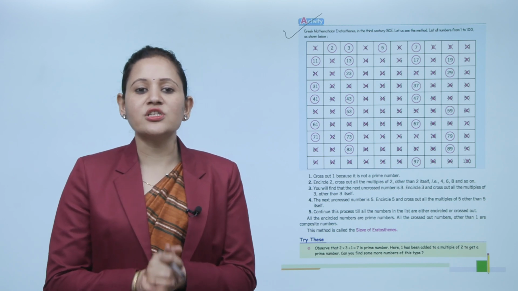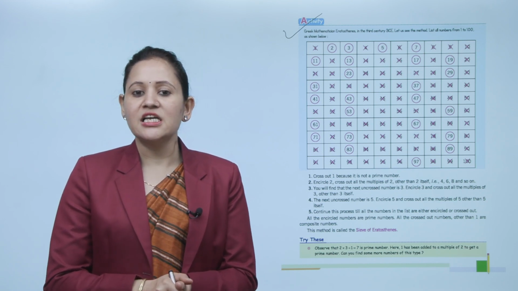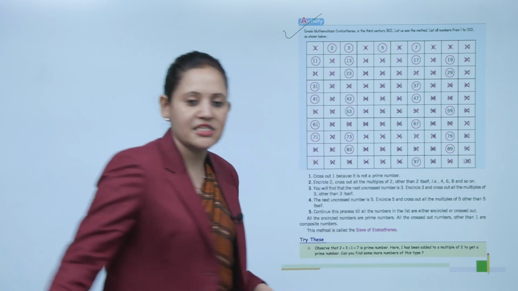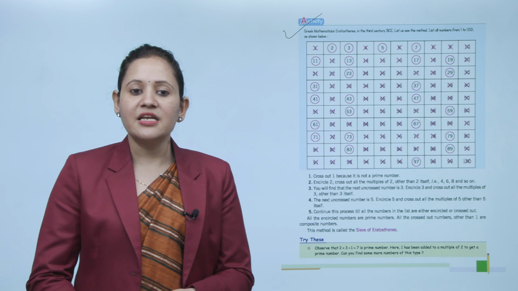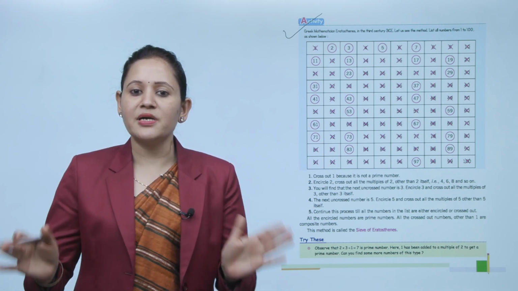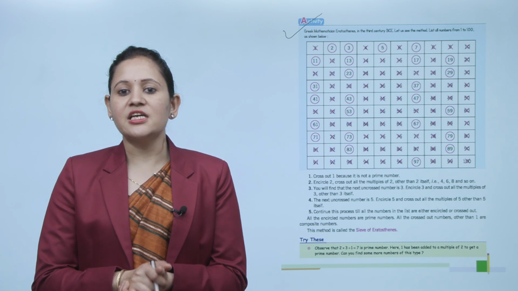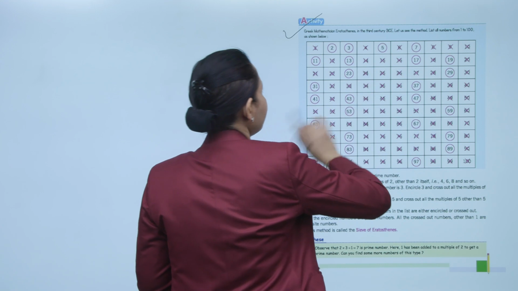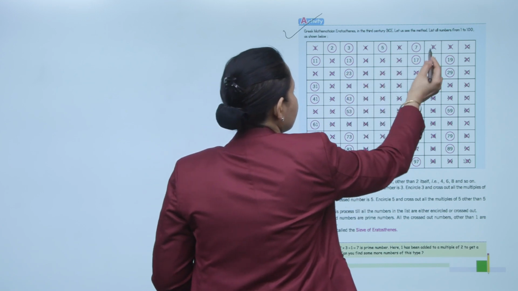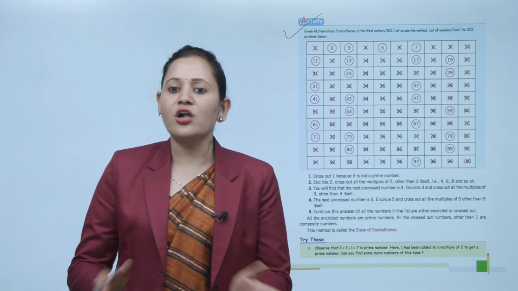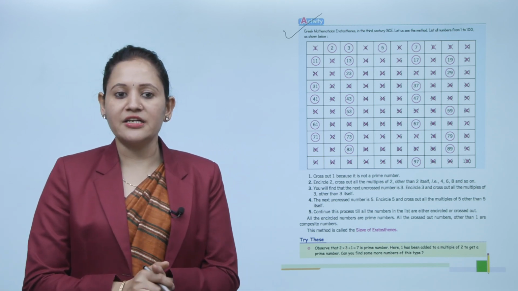So for that, first we cross out 1 because it is not a prime number. Then encircle 2 because it is a prime number, and we will cross out all the multiples of 2 other than 2 itself, like 4, 6, 8, 10. So we cross out all the multiples of 2 till 100.